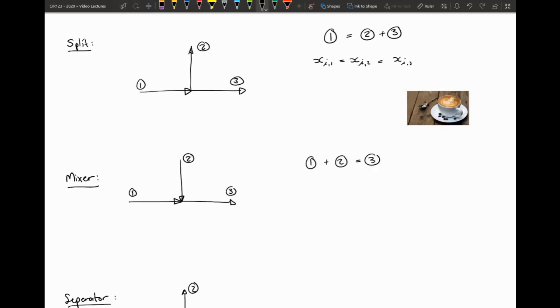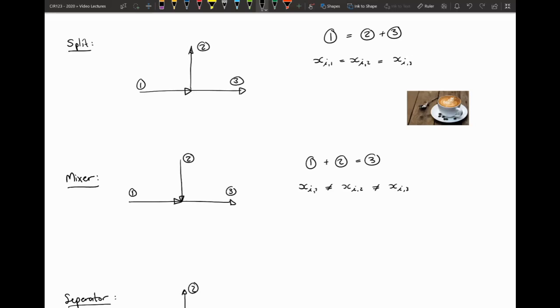We thus have the combination of stream 1 plus stream 2 giving us stream 3. Adding 1 to 2 equals 3 in terms of the flow rate. But there's something else we also know from a mixer stream, and that is typically that the compositions of the three streams are different. You are not going to have the same composition in stream 3 as you have in 1 and 2.